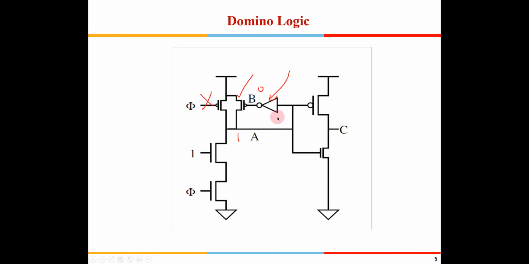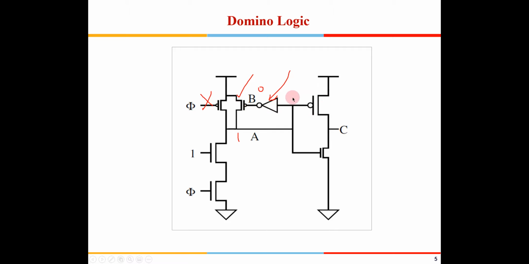So that is a problem with the domino logic. So that is the reason we have to keep this as weak. Now if I keep this weak, I have to keep it weak. That is one safety measure you need to take.